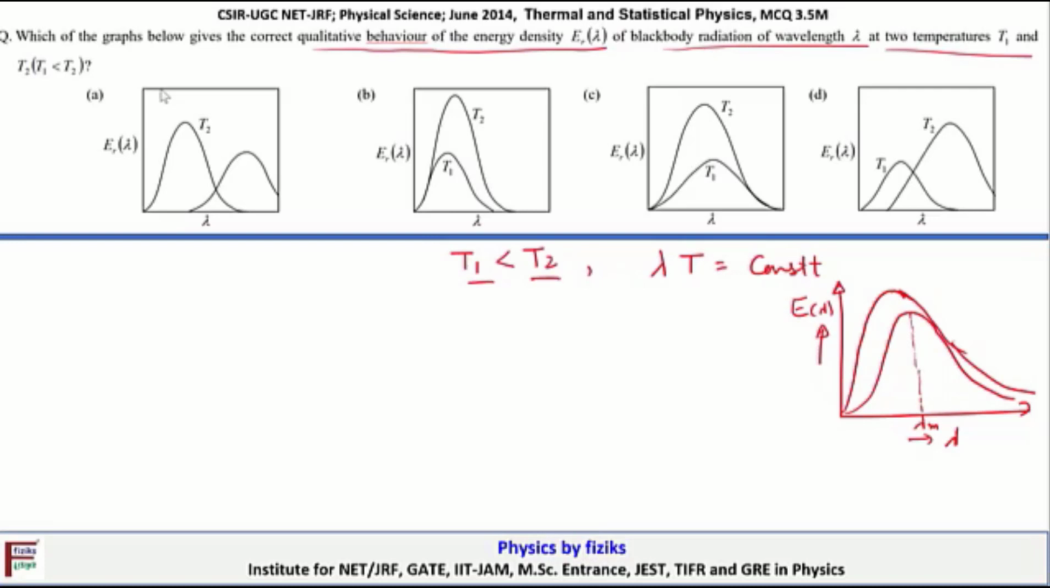because T2 is larger than T1, the wavelength corresponding to maximum energy density at temperature T2 will be at a smaller wavelength as compared to the wavelength at temperature T1. So if we take a look at the graphs here, option C satisfies this condition. T2 is at a higher temperature and T1 is at a low temperature; here the corresponding wavelength is lambda T2, and for the temperature T1 it is lambda T1. Also, the area under the curve is smaller for temperature T1 and larger for temperature T2. So option C is the correct one here.